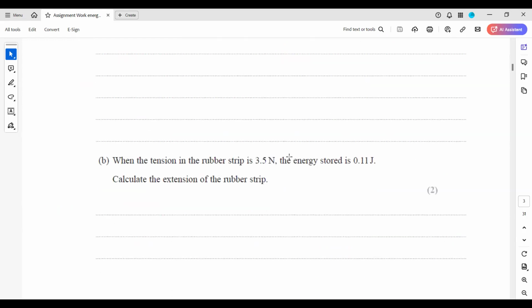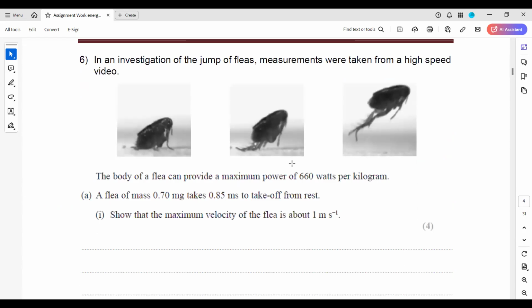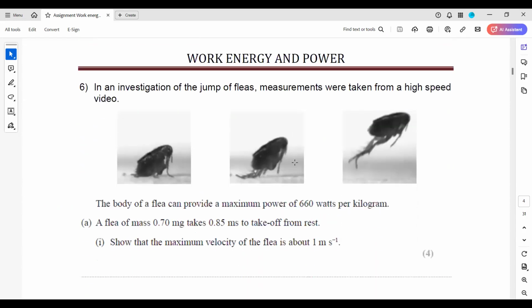Question 5 is related to elastic strain energy, again rubber and springs. So that we will discuss later.